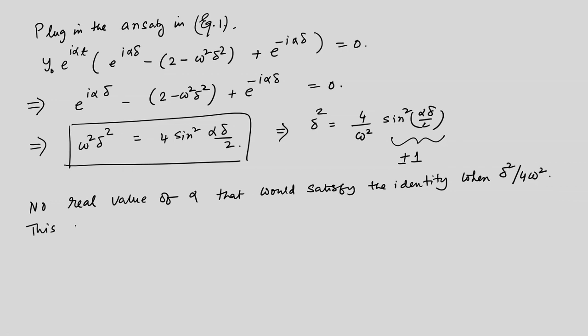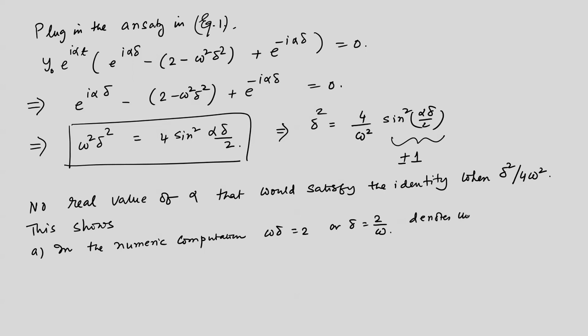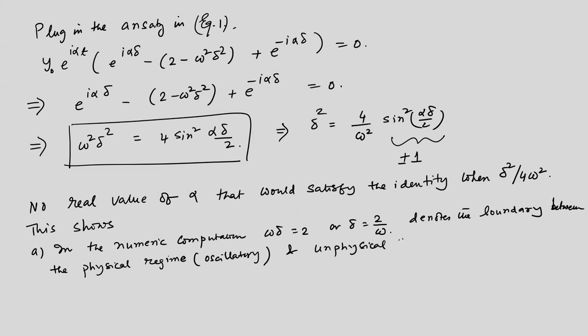This of course shows two things. One is that in the numeric computation, omega delta equal to 2, or delta equal to 2 over omega, denotes the boundary between the physical regime, which is oscillatory, and the unphysical regime, which is non-oscillatory.